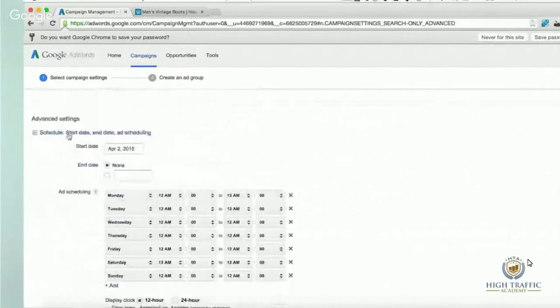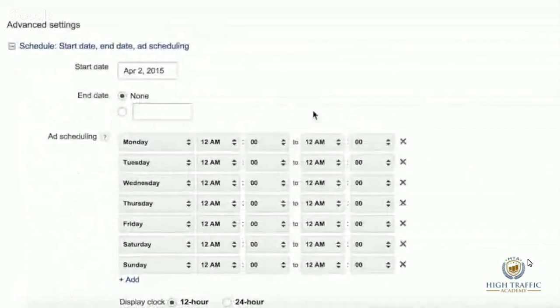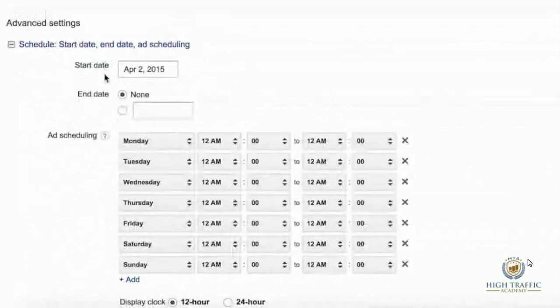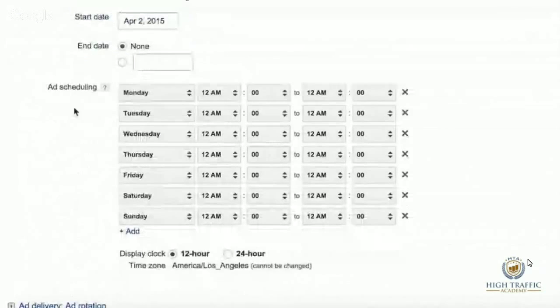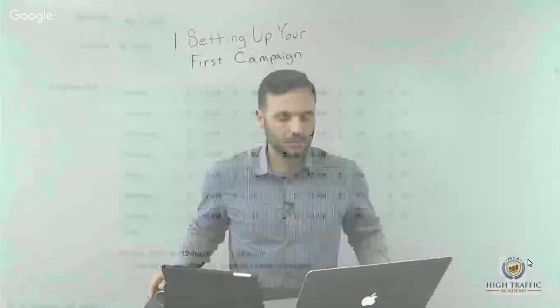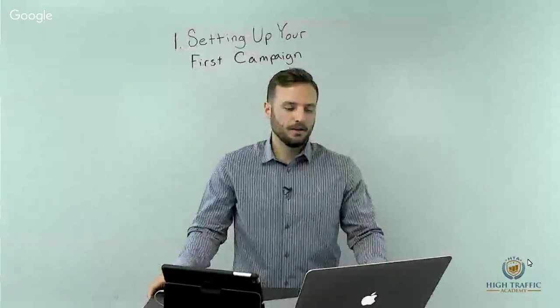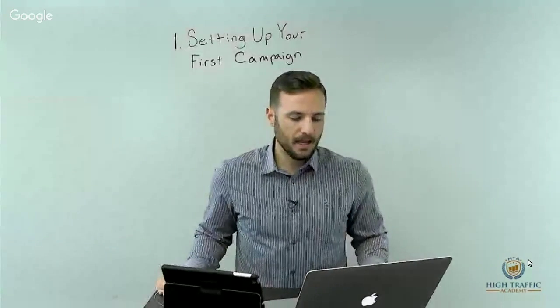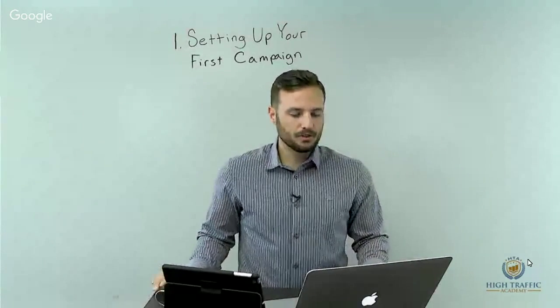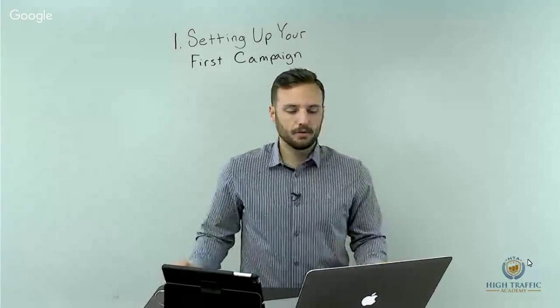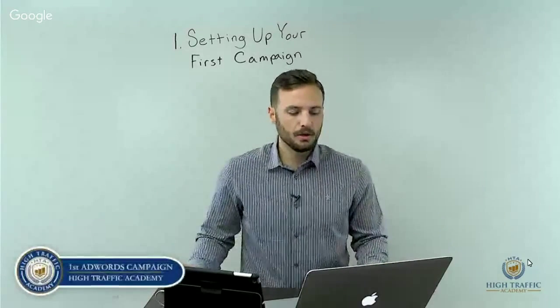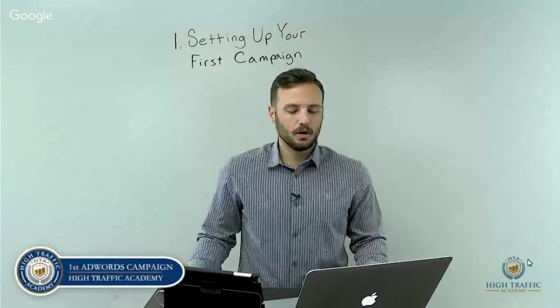Here you can set up advanced settings. So I typically just have a start date of today, and I don't do any ad scheduling. Whenever people want to find my products, I'll set it up for them to find my products. Where you would want to have ad scheduling set up is, let's say you were a service provider and you only did business between 8 a.m. and 5 p.m. and you want to make sure that all of your leads are phone calls, and you want to make sure that you're available to collect all of those phone calls.